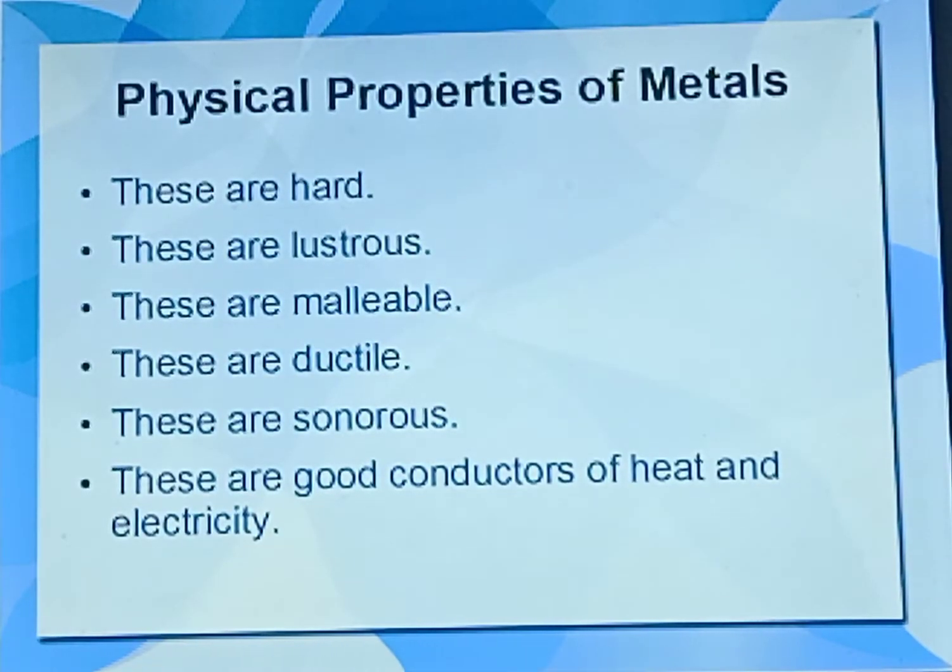So, physical properties of metals. I want to tell you that there are mainly six physical properties of metals. Metals are hard, lustrous, malleable, ductile, sonorous, and good conductors of heat and electricity.